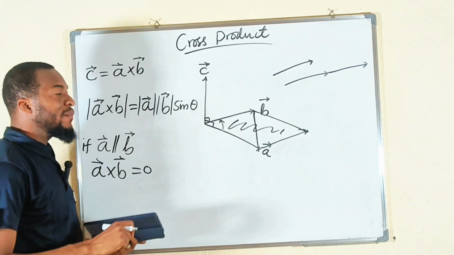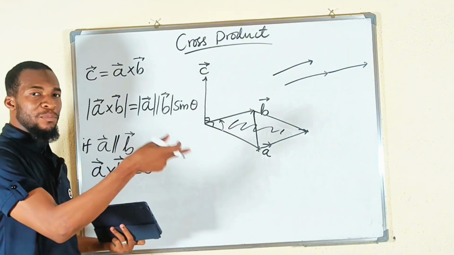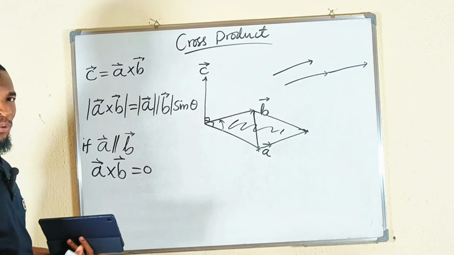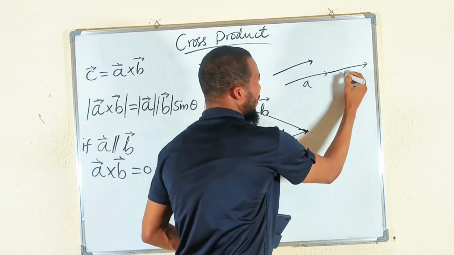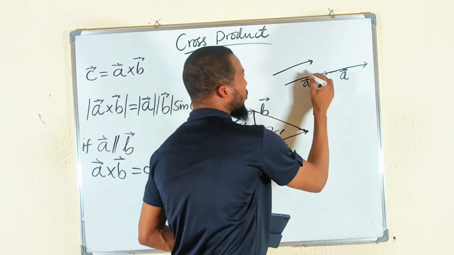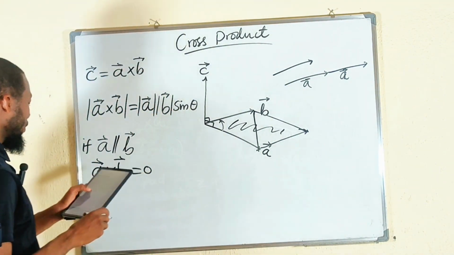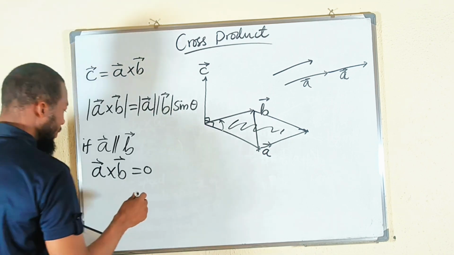And likewise, if the two vectors are the same, for example, if you cross A and A, or B and B together, maybe if this is A, then this is also A. You cross them, you have to get 0 as well. Then there are certain other properties that you need to know, which is the distributive property.